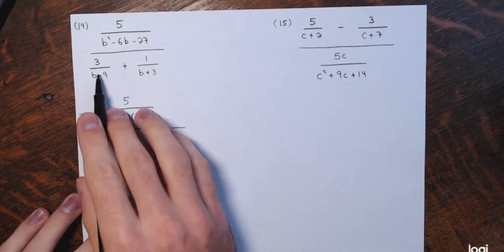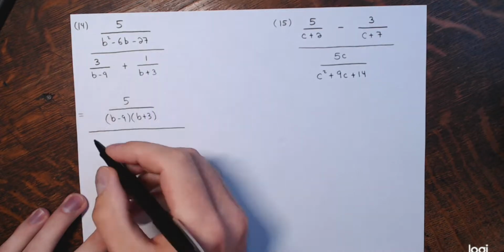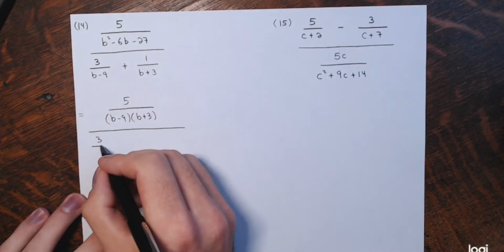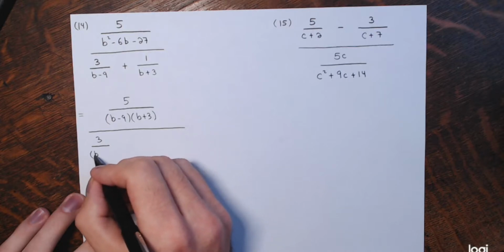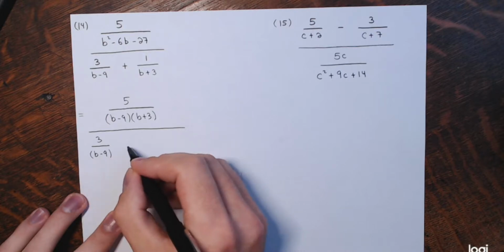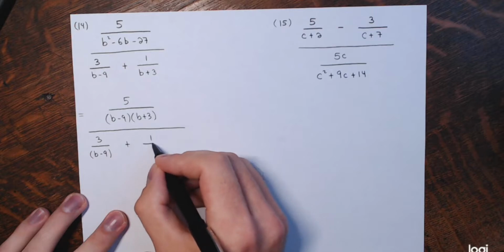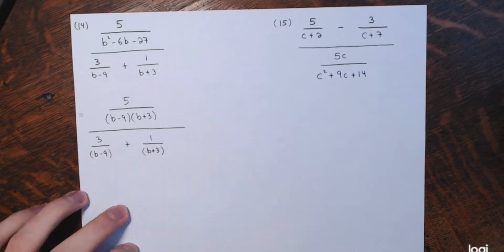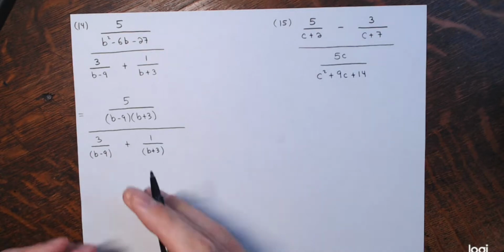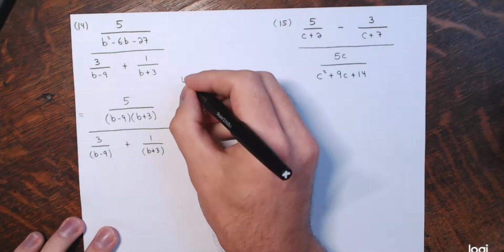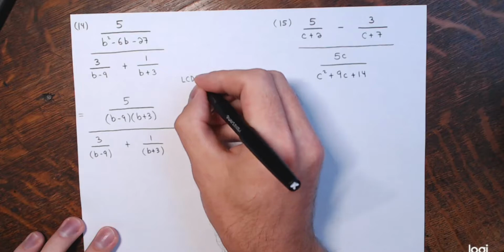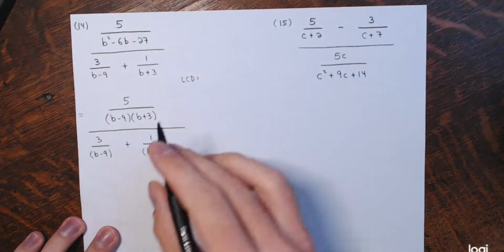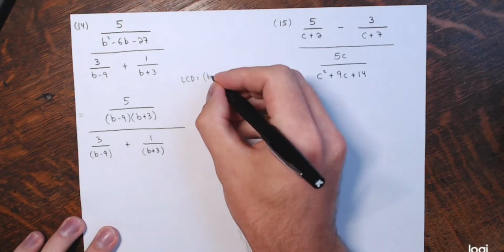Denominator has the sum of two terms, two fractions. And the denominators of these fractions are already factored: 3 over b minus 9 plus 1 over b plus 3, which is as factored as that's going to get. So again, I hope it's obvious what the LCD is after factoring these denominators completely. The least common denominator is b minus 9 times b plus 3.